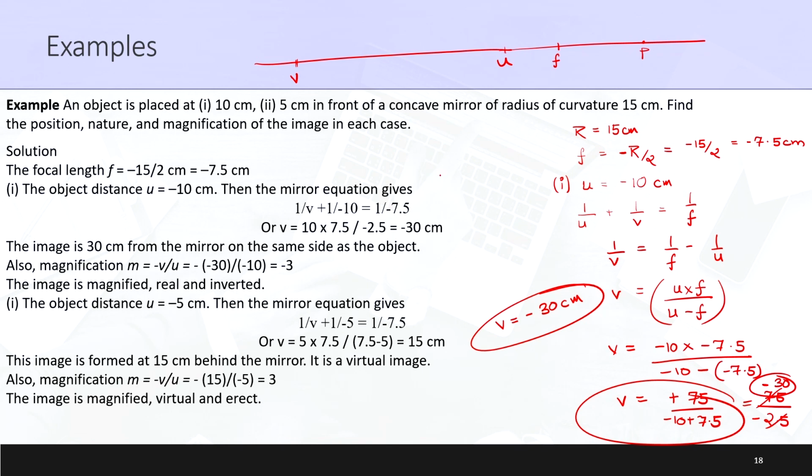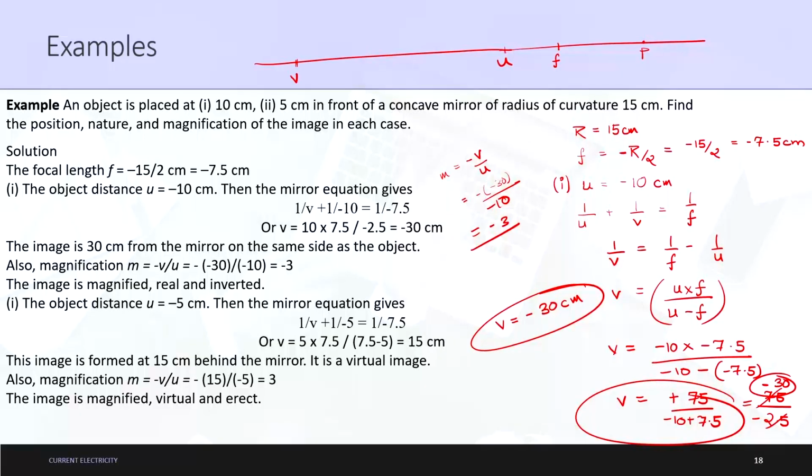Next is magnification. Magnification is equal to minus v by u. Hence, this will be equal to minus of minus 30 upon minus 10. Hence, minus 3 is obtained. What is the meaning of minus 3 here? Minus 3 basically means, as the negative value is used, that if the object is on the top side of the principal axis, then the image is formed on the bottom side of the principal axis. And magnification 3 times means that the height of the image formed is 3 times the height of the object. Okay. So, that thing is only written here.